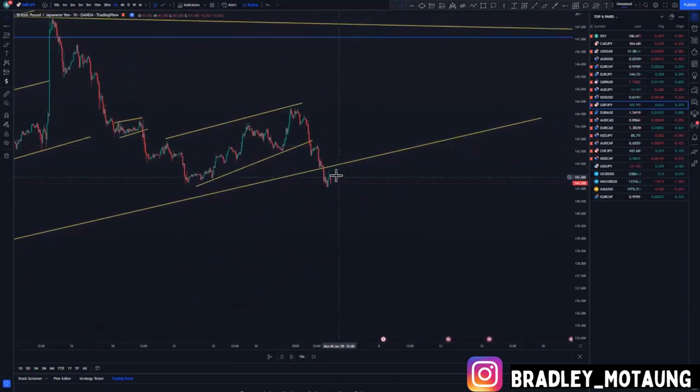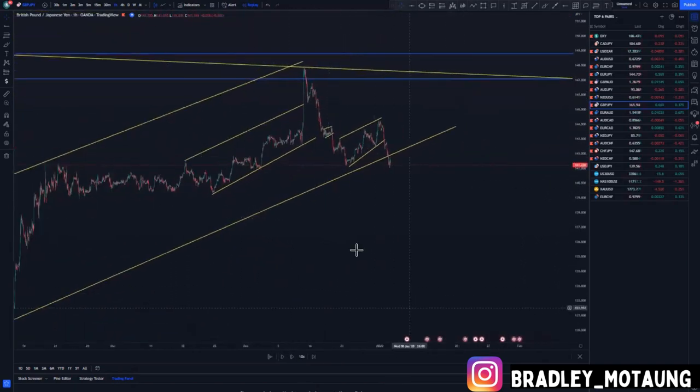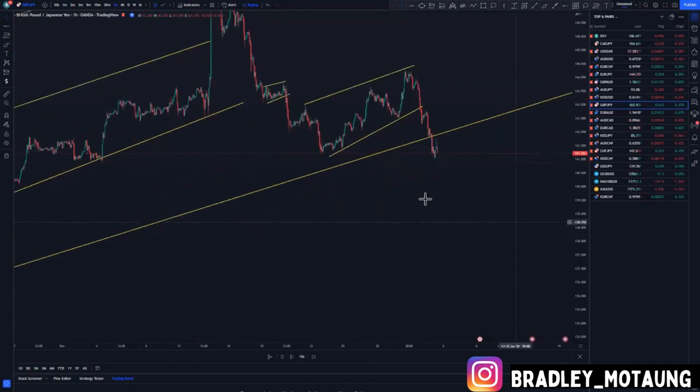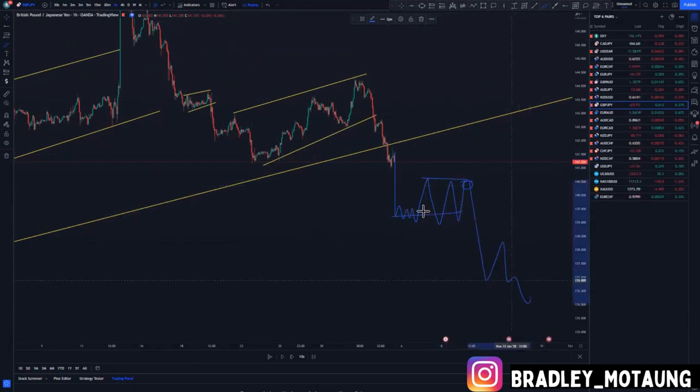Okay, so we are currently around here, ne? So what we'll do is that we currently broke structure. We can look for a tight flag around this area here for us to continue to the downside, or we may wait for a clear push down and then a larger corrective move, ne? So that we can take an entry at the top and then look for sales, ne? So let me just play the price action a little bit slower this time.